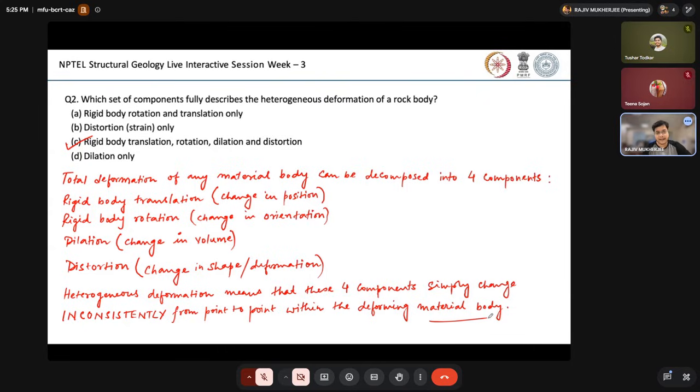So if these four components work together consistently and there is a similarity between the deformation from every point to the other point within the deforming material body, that would certainly be homogeneous deformation. But if there is inconsistency between the point to point deformation within the material body, then we would term that deformation as heterogeneous. That's the simple definition and difference between what is homogeneous and what is heterogeneous. Okay, so question number 2 is solved.